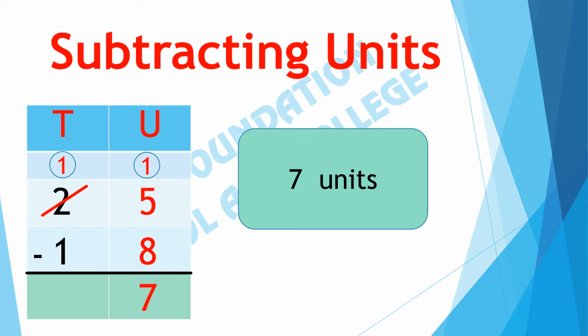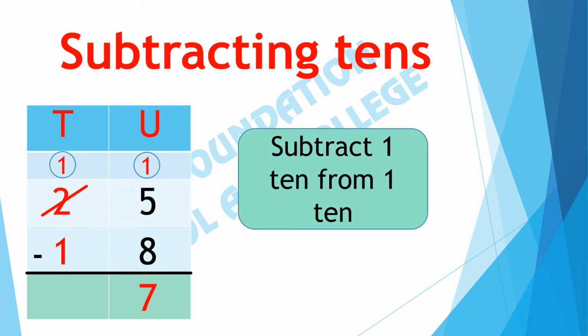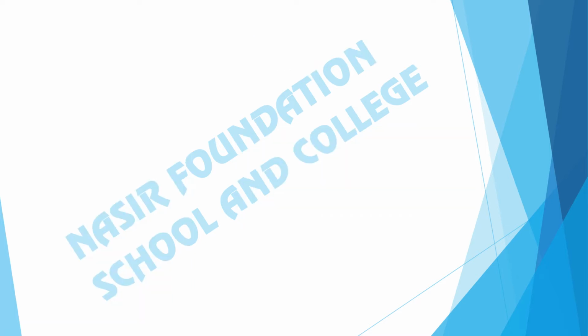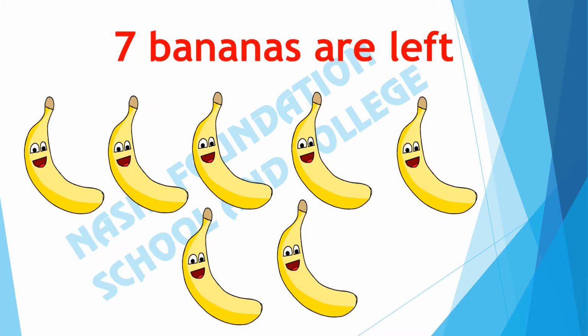Now after subtracting the units, we will move towards the tens. While subtracting tens, we have to subtract 1 ten out of 1 ten. If we have 1 ten and we subtract it, we have nothing here. It means we have 0. So we have 0 here in the tens column. It means there are 7 bananas left in the shop. From 25 bananas, if 18 bananas are sold, then 7 bananas are left.